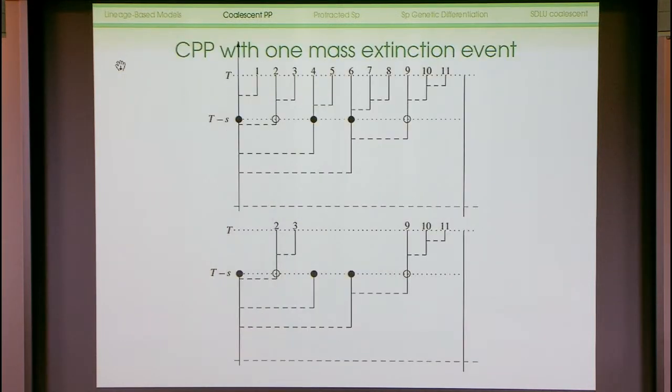So this is the kind of tree that you get when you add a mass extinction event. Assume that you start with a reconstructed tree, and that at some time, capital T minus S, you throw bullets. So it's called the field of bullets model. You throw bullets at this time here on every edge independently with the same probability. And this bullet means the end of this lineage and of the descending subtree.